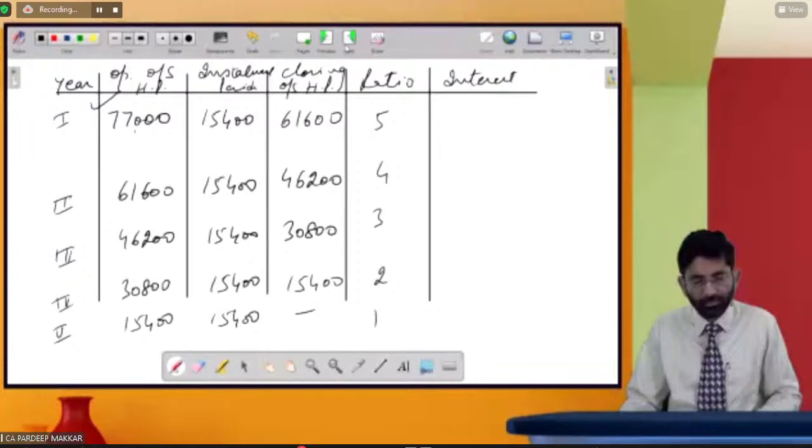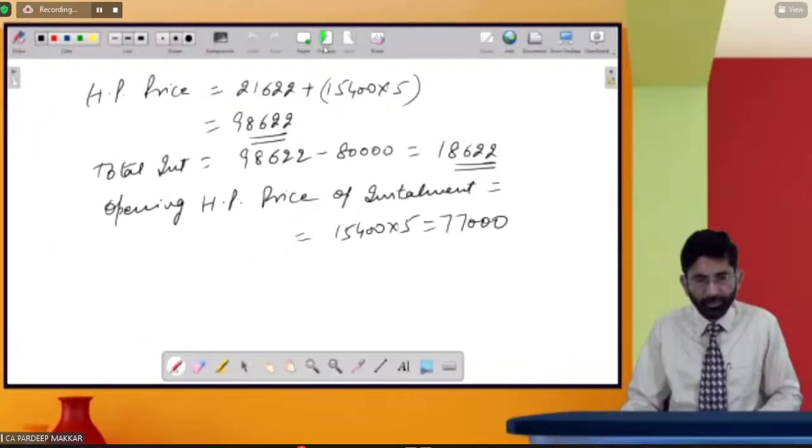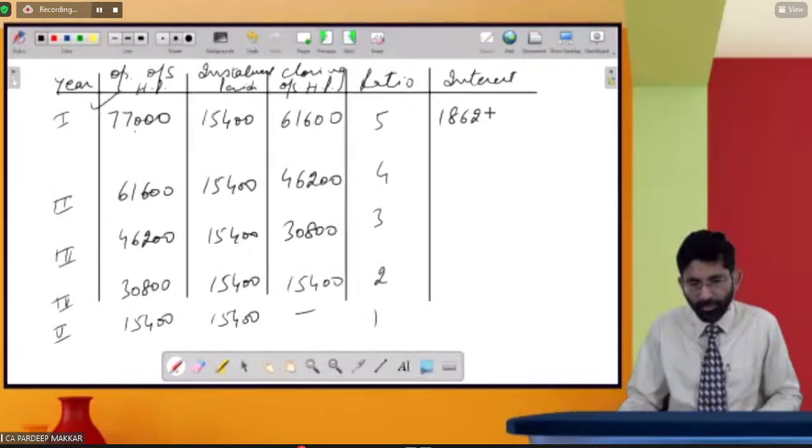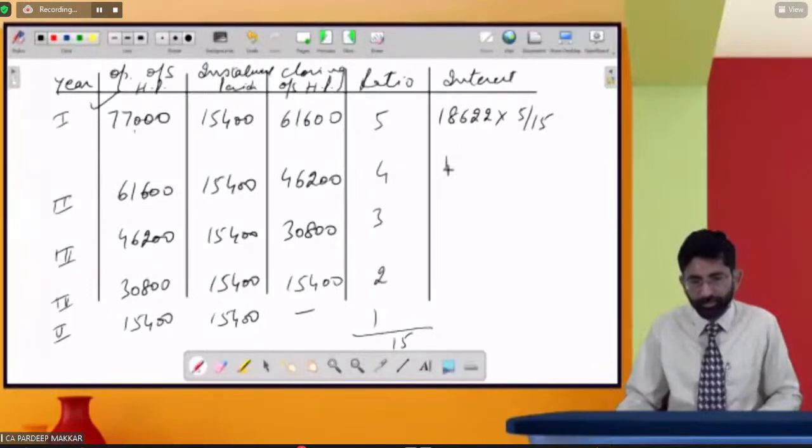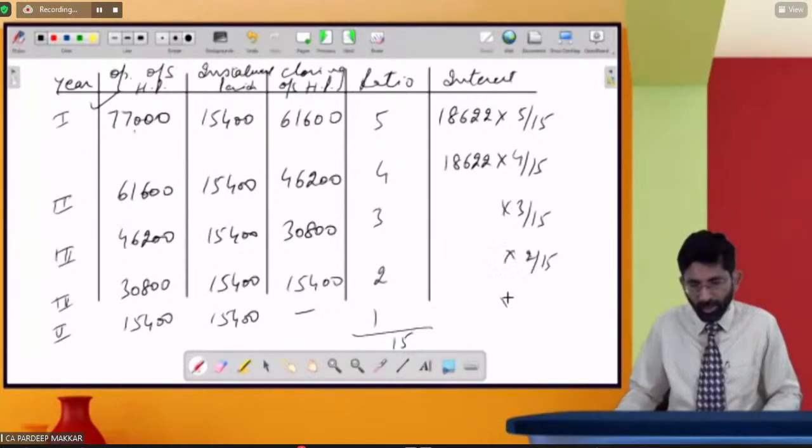Total interest is 18,622. So 18,622 will be divided in this ratio: 5 by 15, then 4 by 15, 3 by 15, 2 by 15, and 1 by 15. So these are your answers, beta.